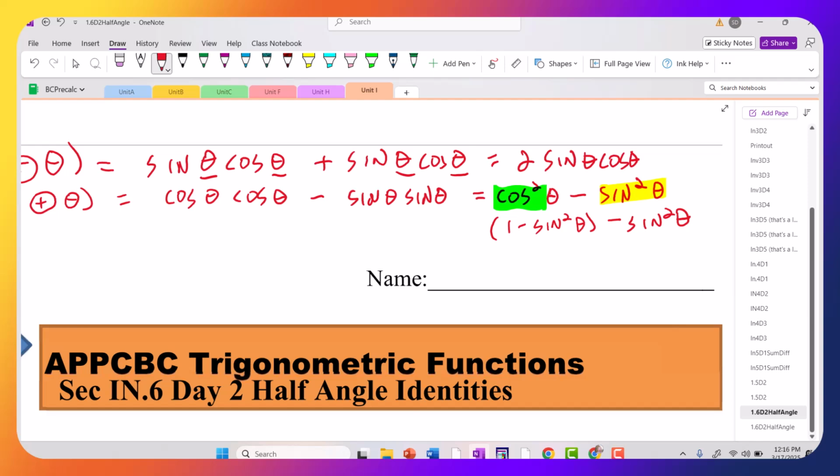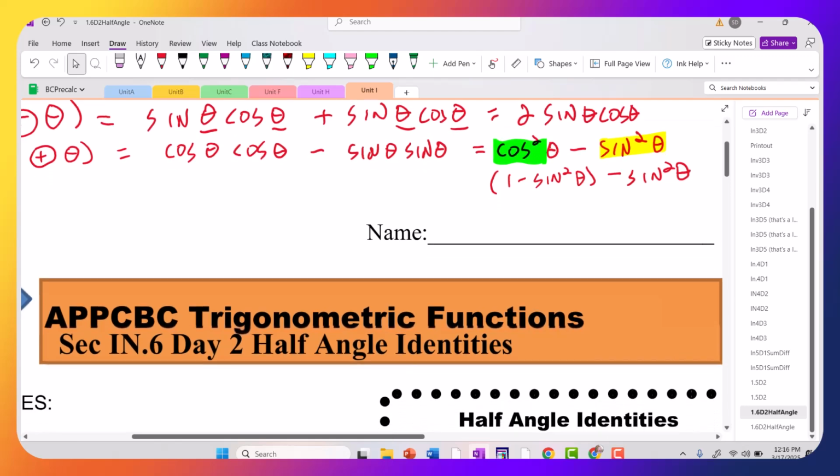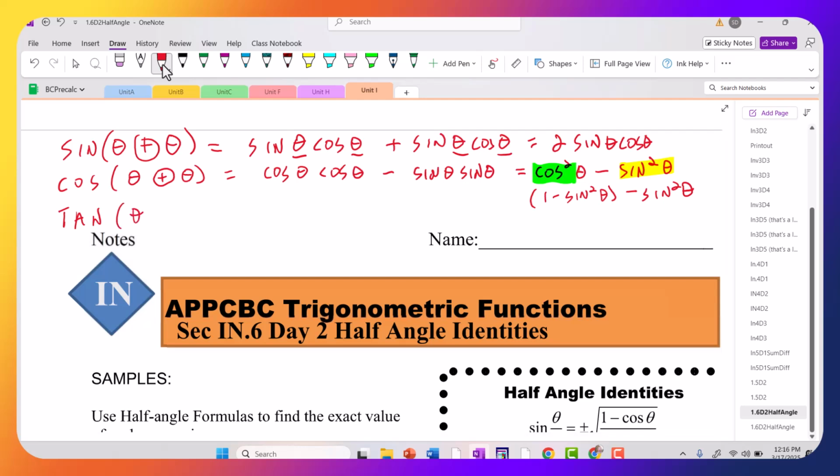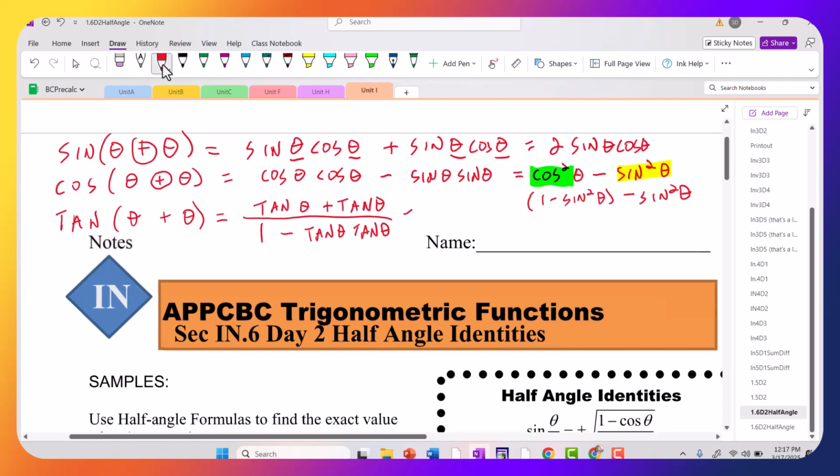Got it? Okay, and then last but not least, tan theta plus theta. The numerator is sum, so it's tan plus tan, and then it's over 1 minus tan tan. So there's Thursday's rules turning into Friday's rules. All right? And that's what I would have done if I was here.